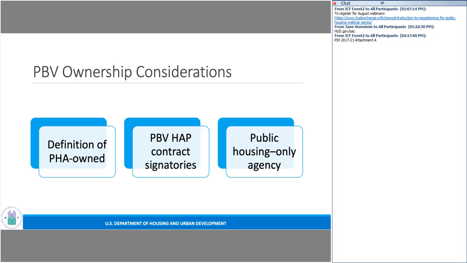So what does all this mean? It just means get your attorney or read attachments A and B when you're thinking about how to structure the ownership of your former public housing project.